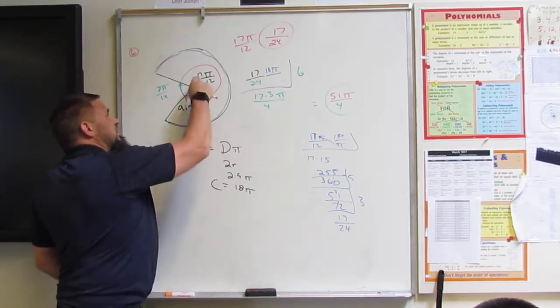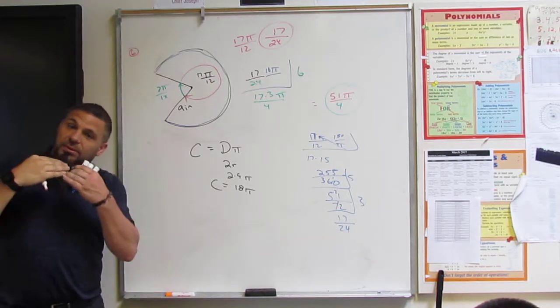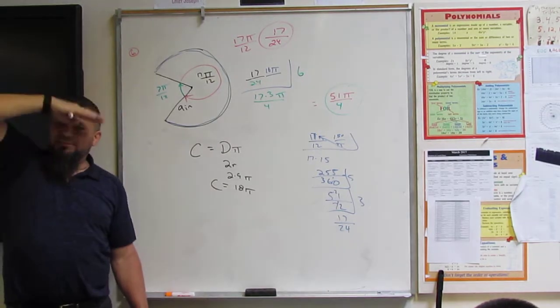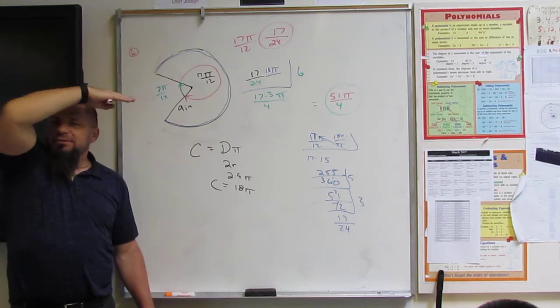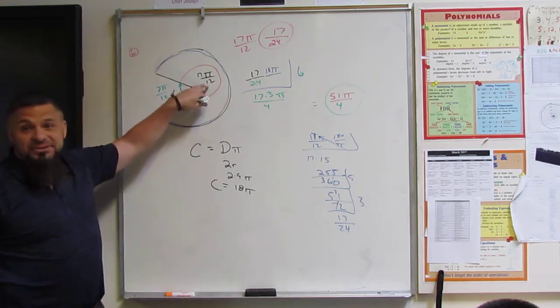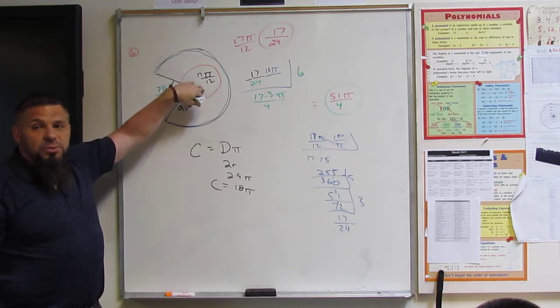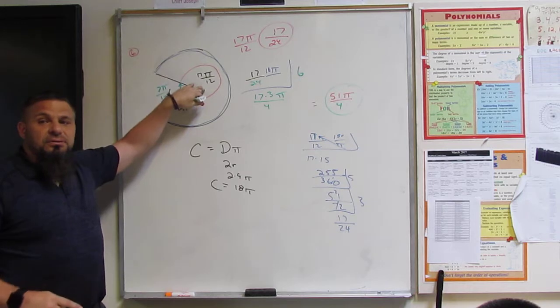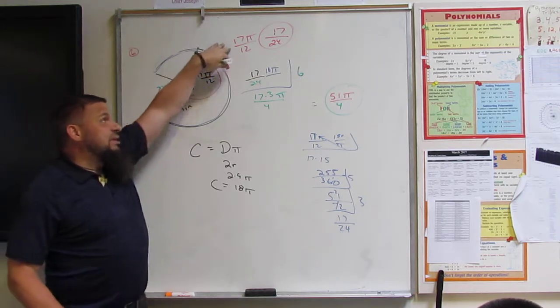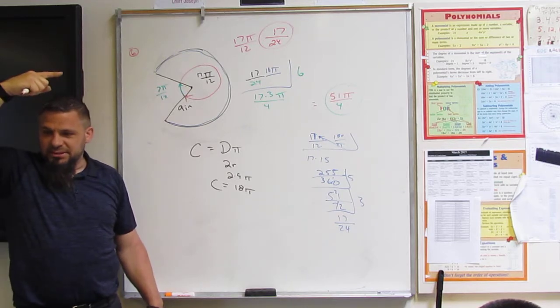This is 17/12 because remember the pi is half a circle. So we're talking about it with respect to half a circle. It's 17 pi over 12, so it's 17/12 of half a circle, right? But it's really 17/24 of a whole circle. Does that make sense?